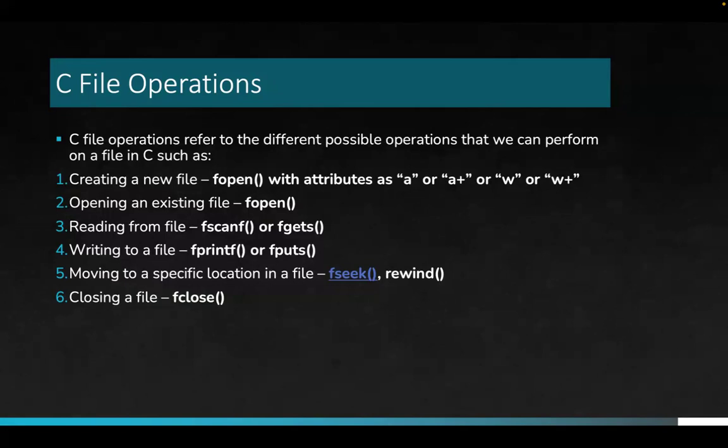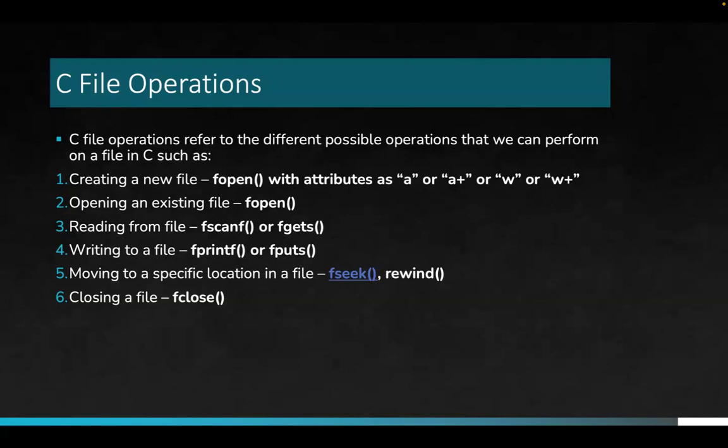Next, writing information to the file. That is fprintf and fputs. These are the two functions which will help you to write the content into the file. If you want to move within the file to a specific location, then you have to use fseek and rewind. Fseek is to move from a specific location. Once these operations are done, you want to close the file with a safe exit, right?